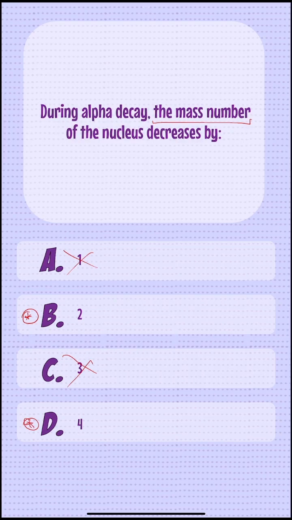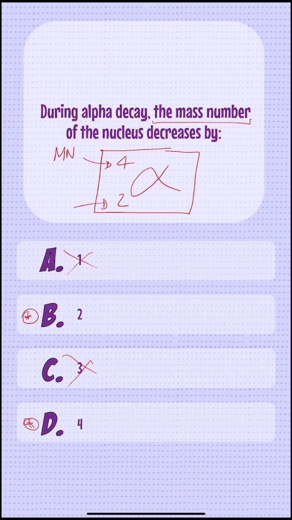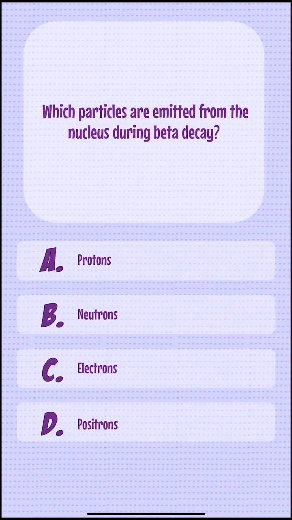It said mass number. So remember, we've got alpha, the top number is 4, the bottom number is 2. So I understand why everyone said 4 and 2. Mass number is the top one. Remember that. Atomic number is the bottom one. So the answer is going to be D. It's going to be 4.